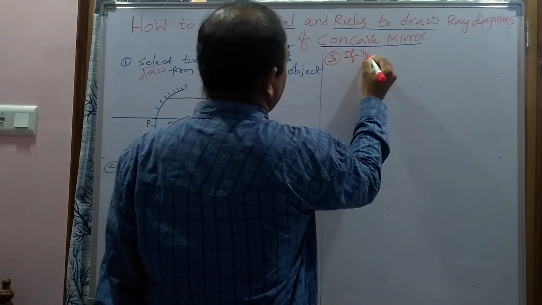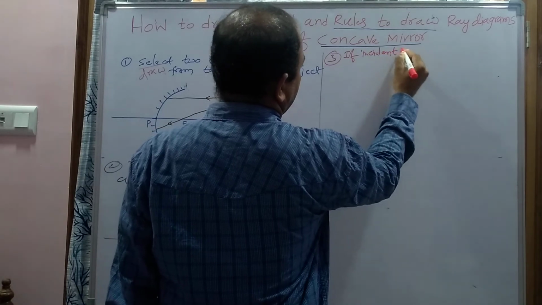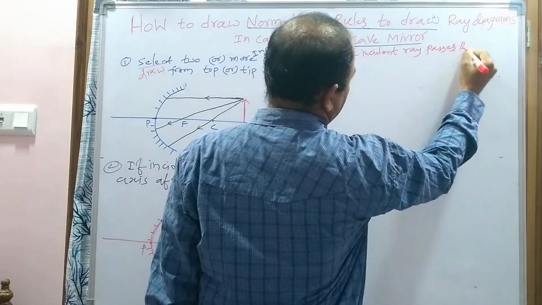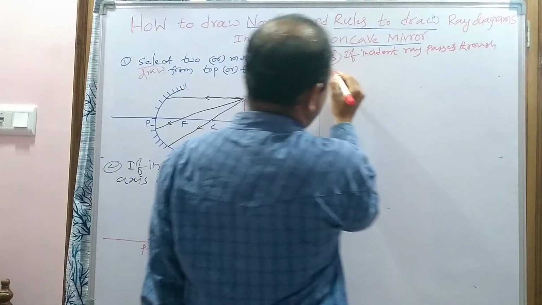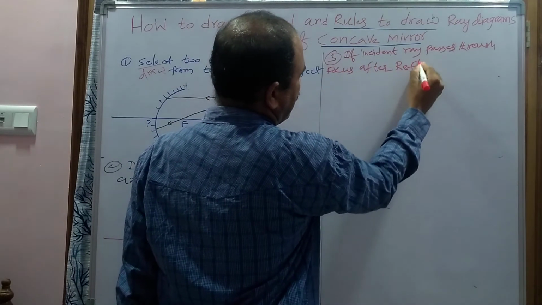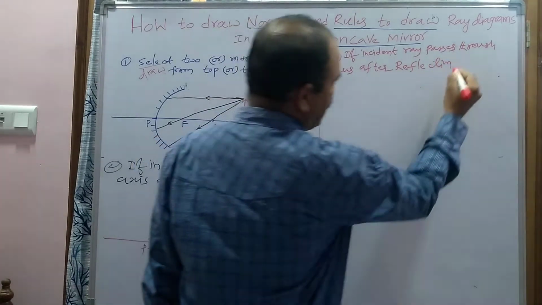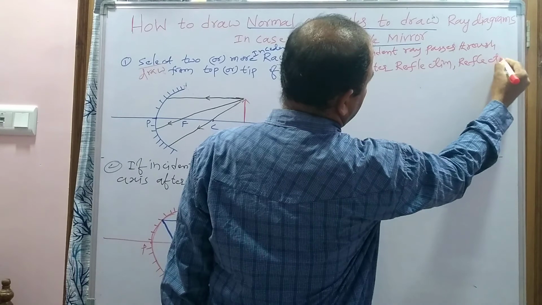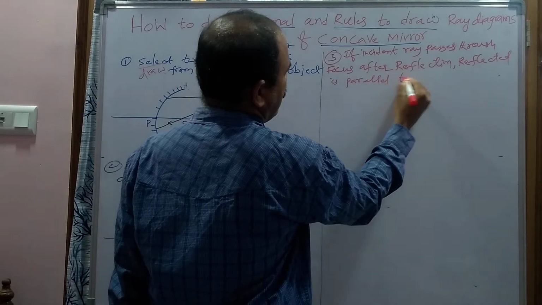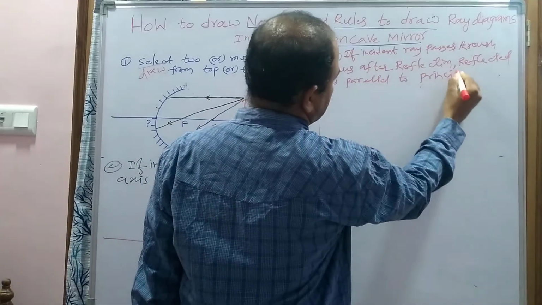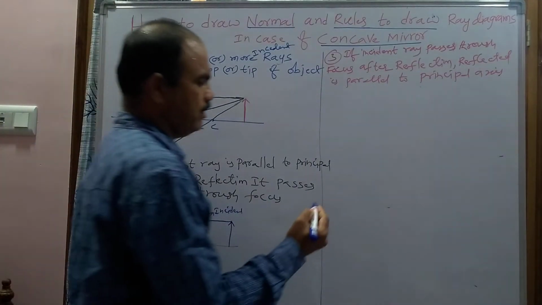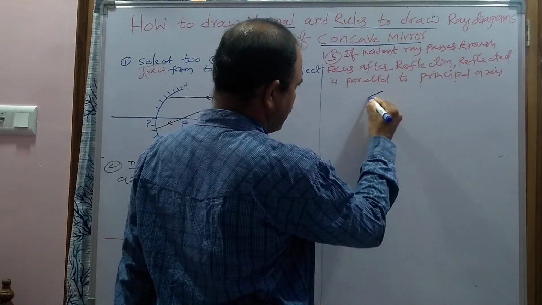If the incident ray passes through focus, after reflection, the reflected ray is parallel to the principal axis. Parallel to the principal axis. So now consider, this is a concave mirror.